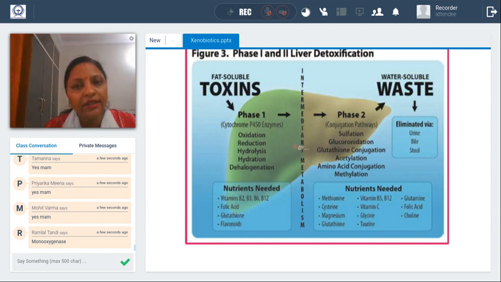Then the compound enters into phase 2, the conjugation pathway: sulfation, glucuronidation, glutathione conjugation, acetylation, amino acid conjugation, and methylation. These reactions need methionine, cysteine, magnesium, glutathione, vitamin B12, vitamin C, glycine, taurine, glutamine, folic acid, and choline. And by these, water-soluble waste is eliminated via urine, bile, and stool. So is it clear to all of you? This is the overall reaction of phase 1 and phase 2 by the liver, or the process of detoxification by the liver.